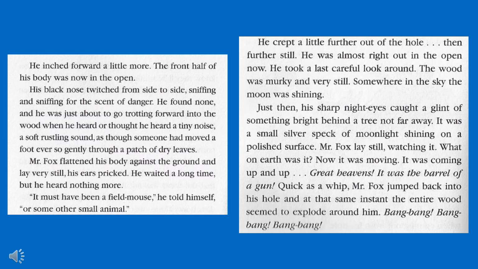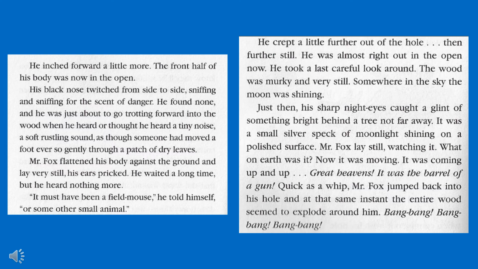It must have been a field mouse, he told himself, or some other small animal. He crept a little further out of the hole, then further still. He was almost right out in the open now. He took a last careful look around. The wood was murky and very still. Somewhere in the sky the moon was shining. Just then his sharp night eyes caught a glint of something bright behind a tree not far away. It was a small silver speck of moonlight shining on a polished surface. Mr. Fox lay still watching it. What on earth was it? Now it was moving. It was coming up and up. Great heavens! It was the barrel of a gun.